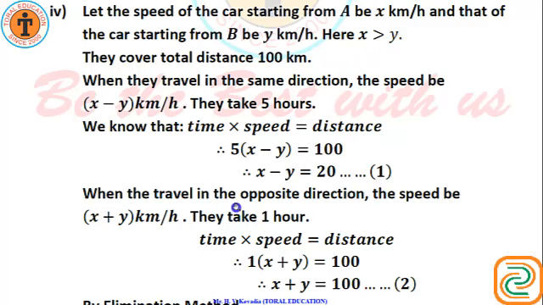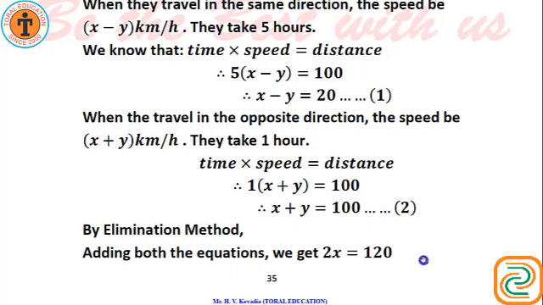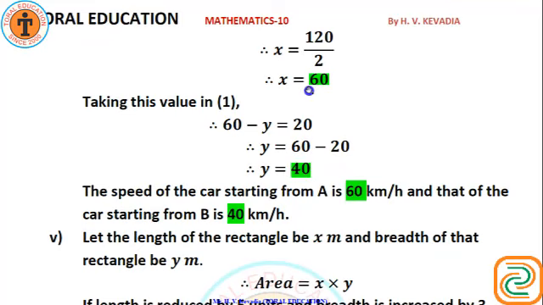Similarly, when they travel in opposite direction, the speed be x plus y kilometer per hour. They take 1 hour. So time into speed equals to distance. Again 1 into x plus y equals to 100. Therefore x plus y equals to 100. By elimination method, adding both the equations, y will be cut off. Minus y plus y will be cut off. X plus x, that is 2x, and 100 plus 20 equals to 120. So 2x equals to 120. Therefore x equals to 60.